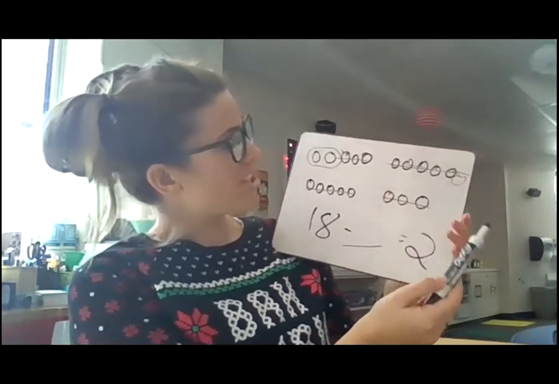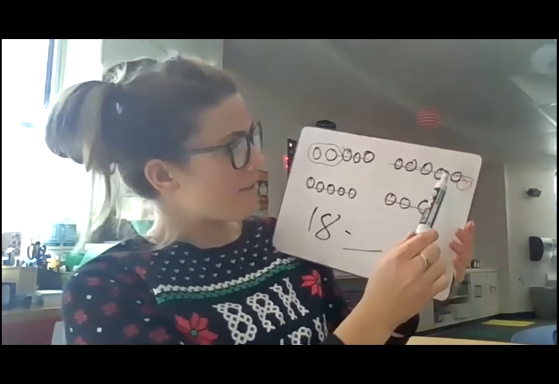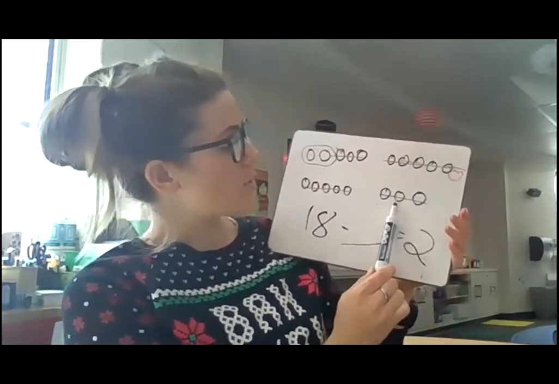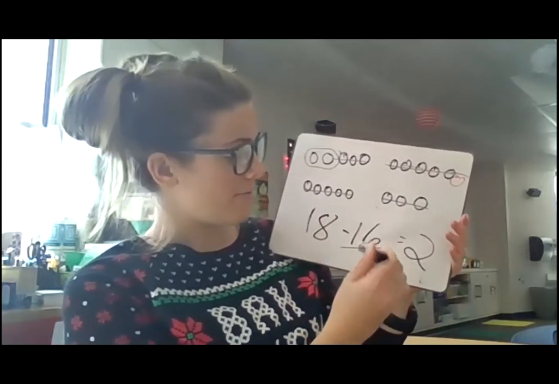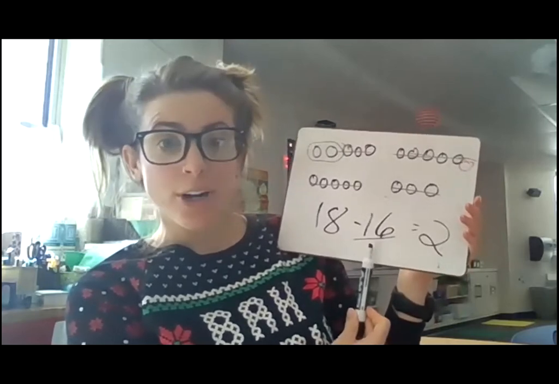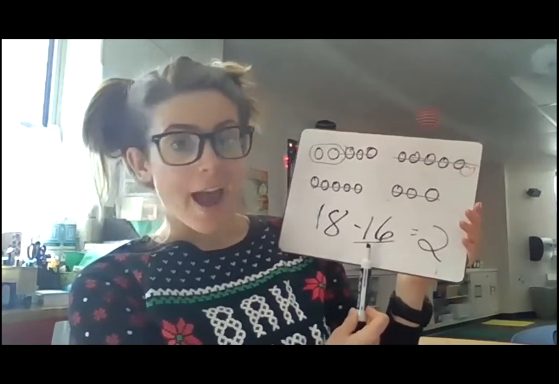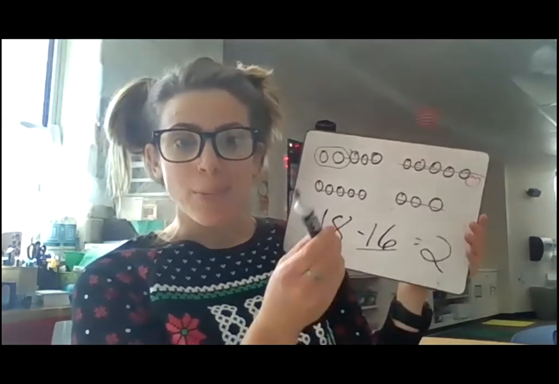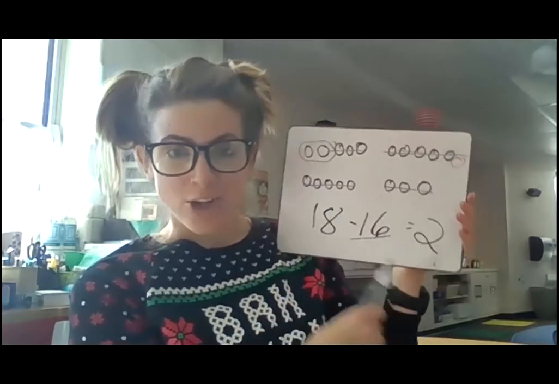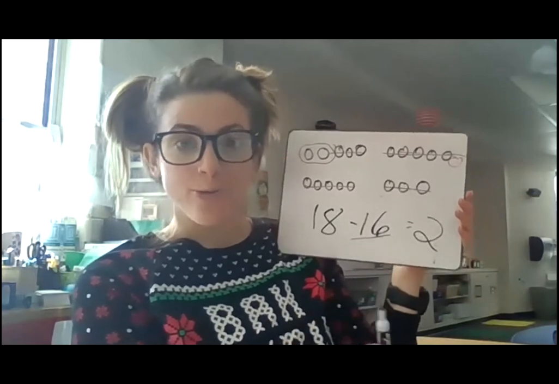Okay, maybe I should have done that differently. Oh well. So I know I have 5, 10, 11, 12, 13, 14, 15, 16 birds that I crossed off. So 16 birds flew away. And I'm sure you guys had a lot of great ways to solve this. So again, you can take a picture of your work and post it to show me later. Make sure you have that answer. 16 birds flew away.